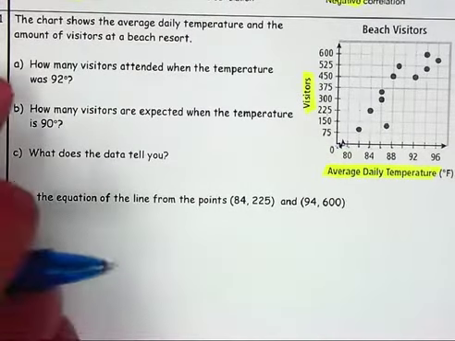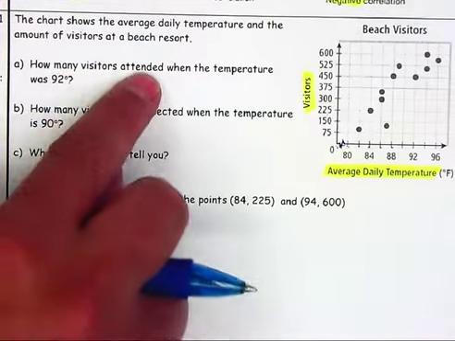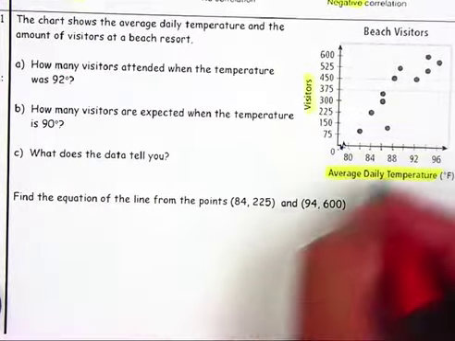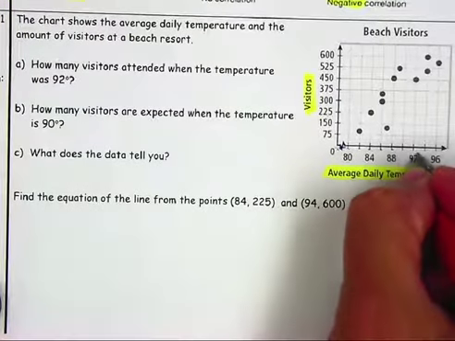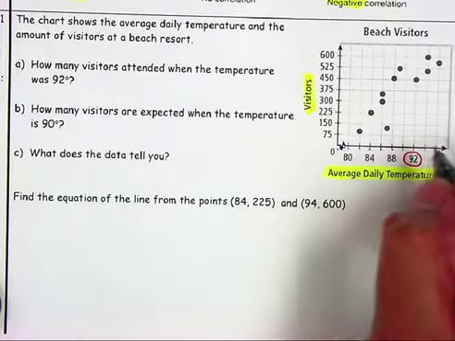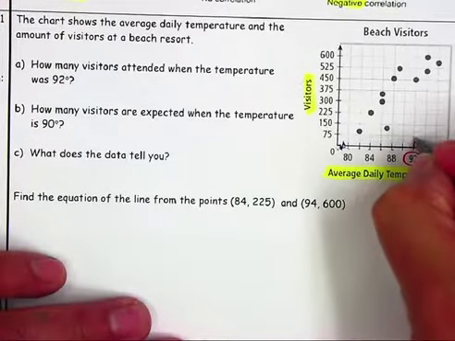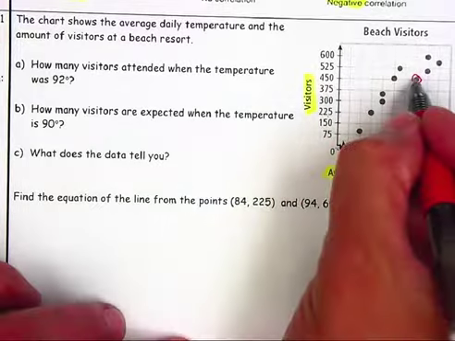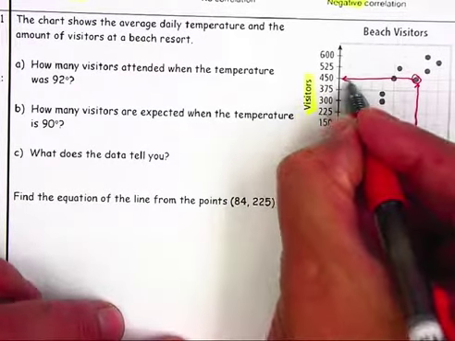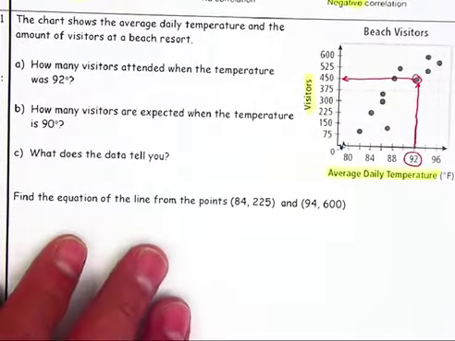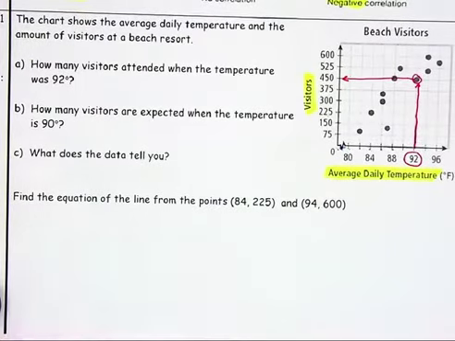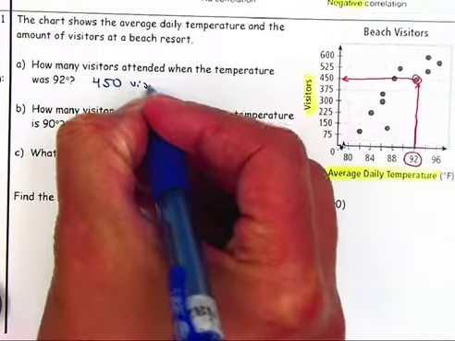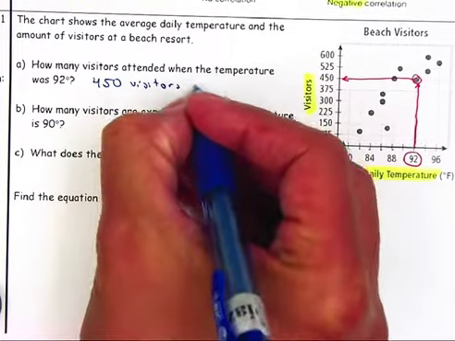Now let's go through letter A. How many visitors attended when the temperature was 92? So the temperature of 92 is here. I'm going to go up. I'm going to see which point I encounter, which is this one here. And I'm going to go to the left. So therefore, there were 450 visitors attended.